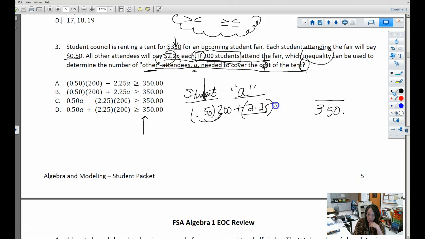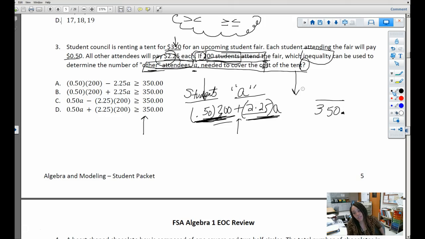We don't know. That's why they gave us an A. They gave us the A because we don't know how many attendees. We knew 200 student attendees, but how many other attendees we don't know. So if I put these two together, that's 50 cents for each of the 200 students and $2.25 for each of the other together, so that means I have a plus sign. I want the total of this amount to pay for the tent for $350. So here is where I have to decide which inequality goes there.